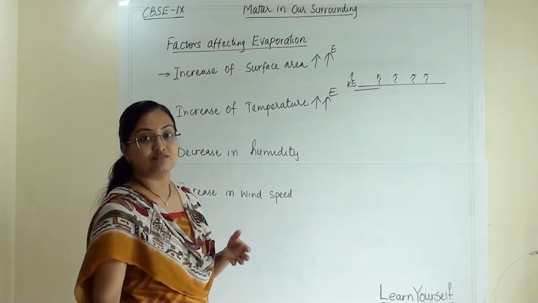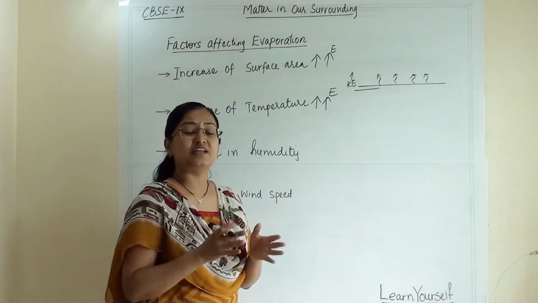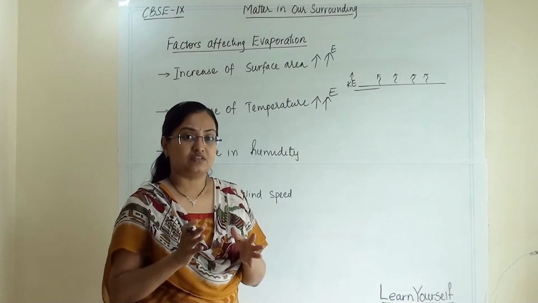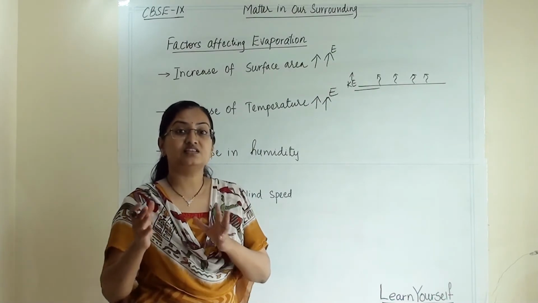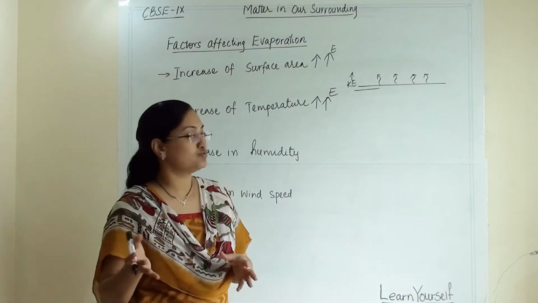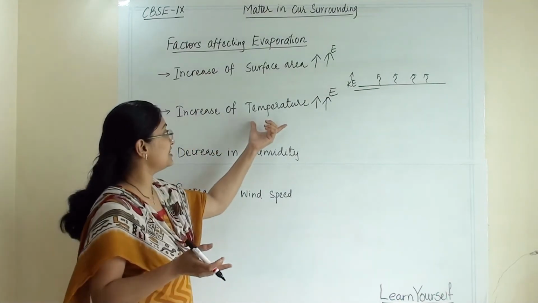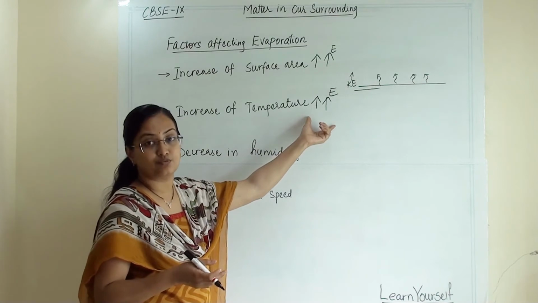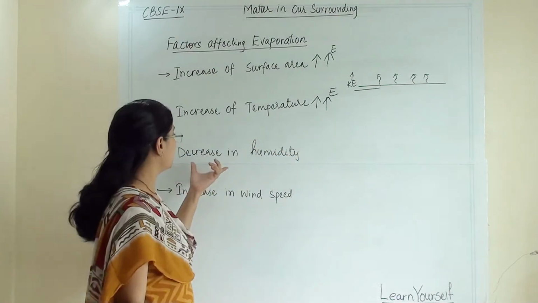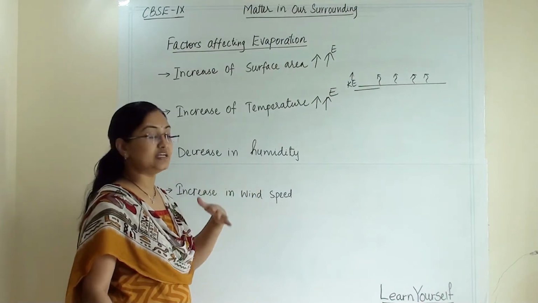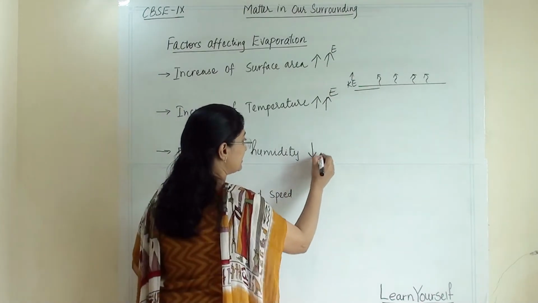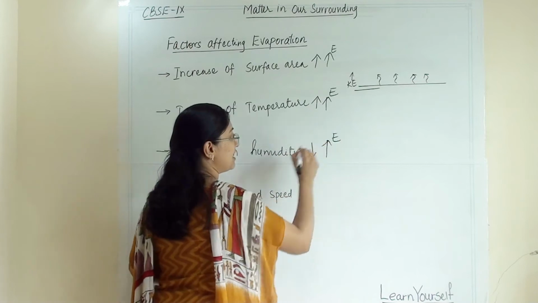We know that in summer time, clothes will dry faster compared to winter or monsoon time. So as the temperature increases, the evaporation rate will also increase. The next factor is decrease in humidity. As the humidity decreases, the evaporation rate will be higher.